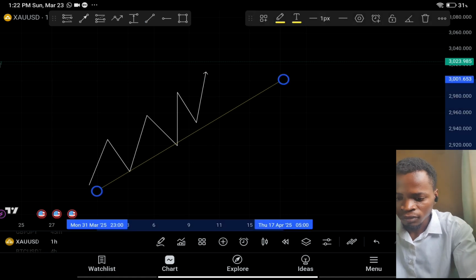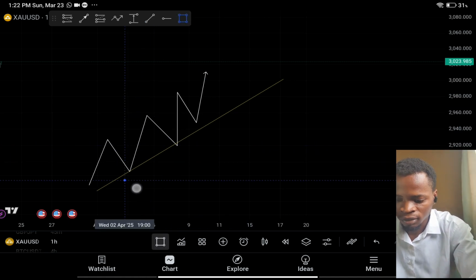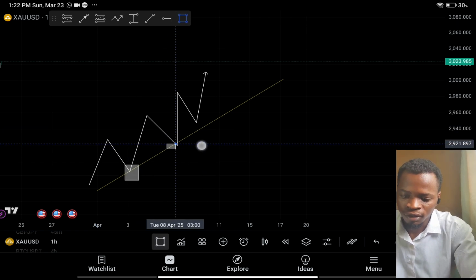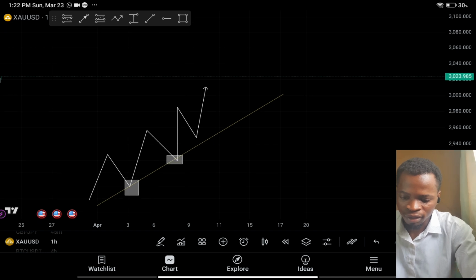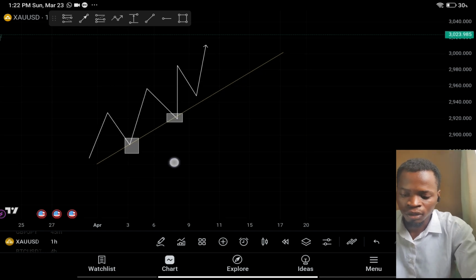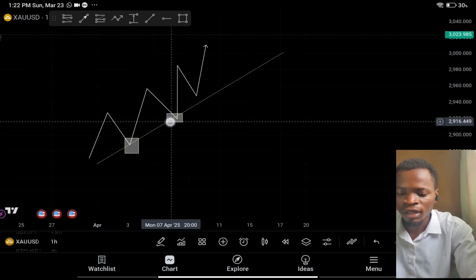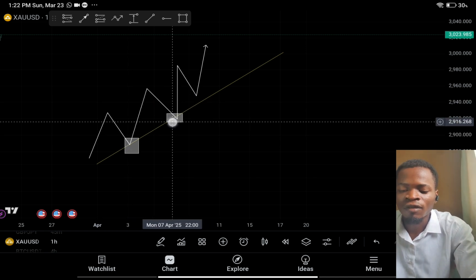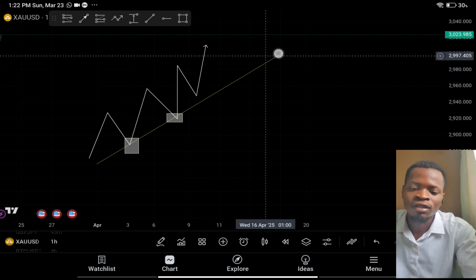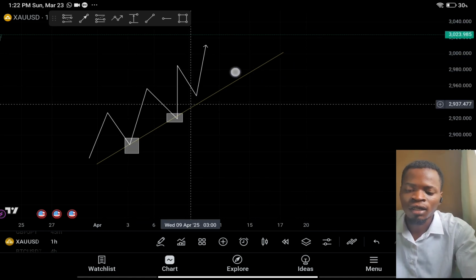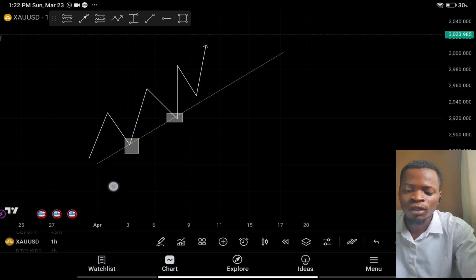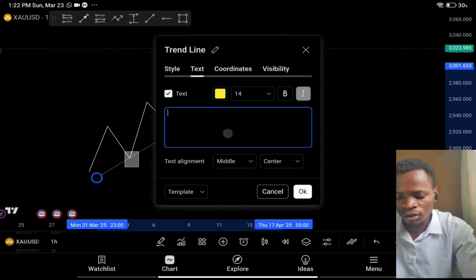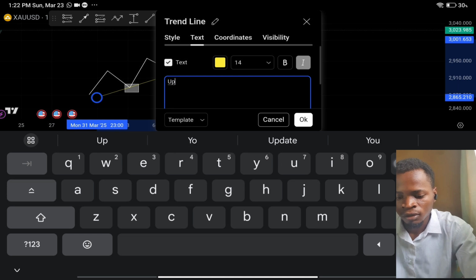You see, this is the first high and this is the second high. That means this trend line is valid, and this is an uptrend. Why is it an uptrend? Because this high is higher than this high, and this high is higher than this high. Once you are having a series of higher highs that is going up, that means the trend is an uptrend. So let me just write it on the trend line here: uptrend.